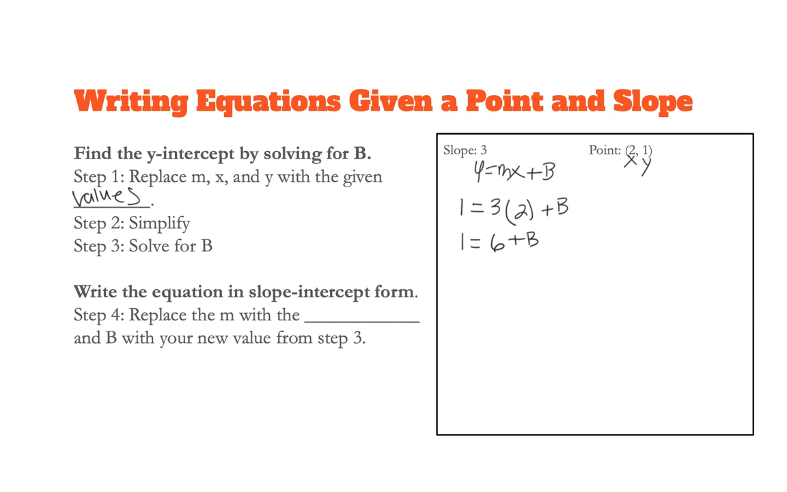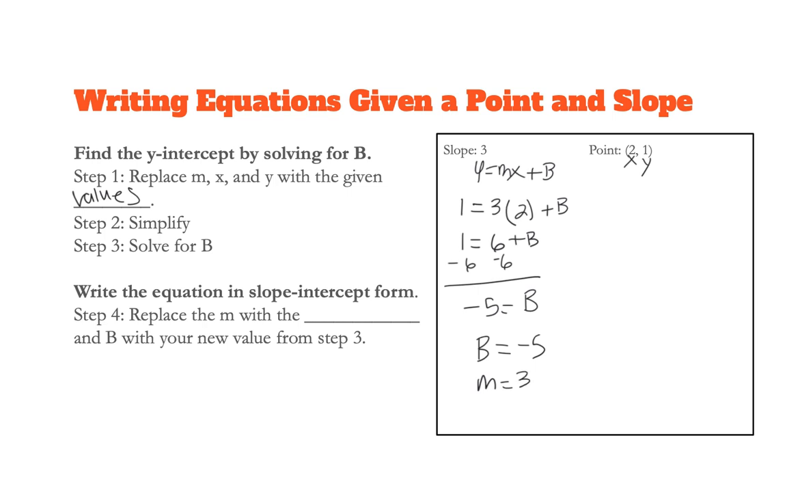And as I mentioned, the simplifying part, step 2, was doing the 3 times 2. Every time you do this, the first step is to substitute, the second step is to simplify. Then we solve. So substitute, simplify, solve. In this case, we're going to subtract 6 from both sides to isolate b. And we get -5. So once you simplify and you've solved and you found that our b is -5, we know from above that m equals 3.